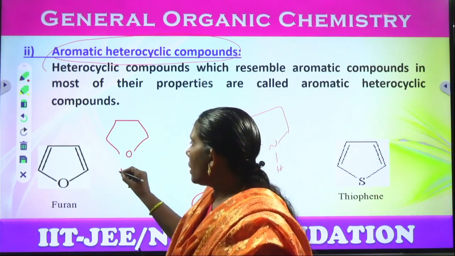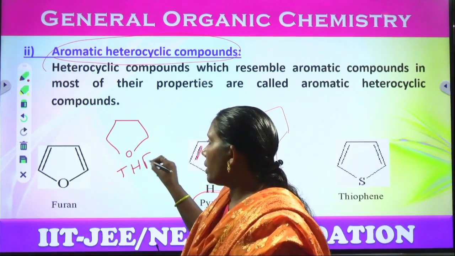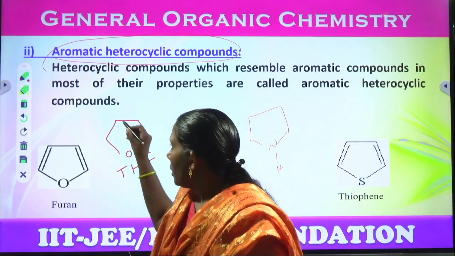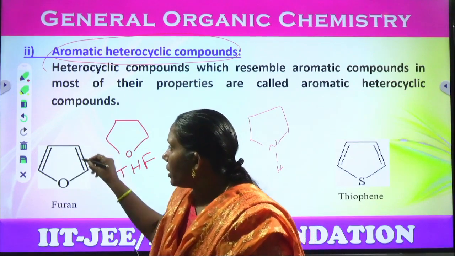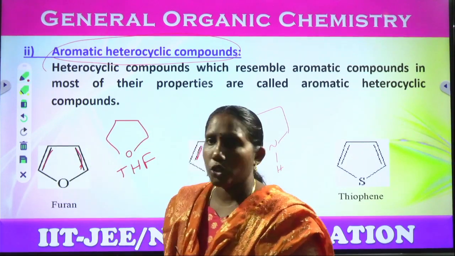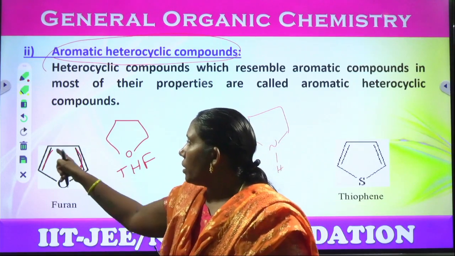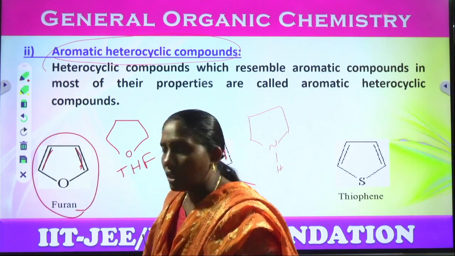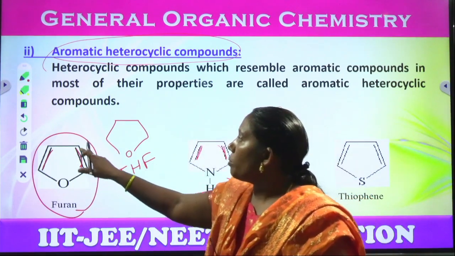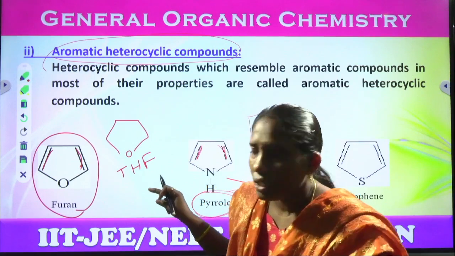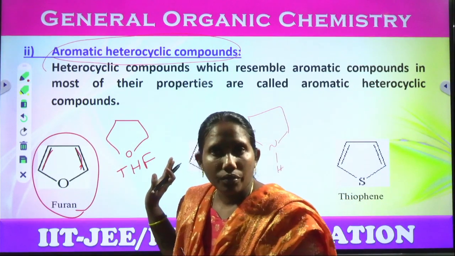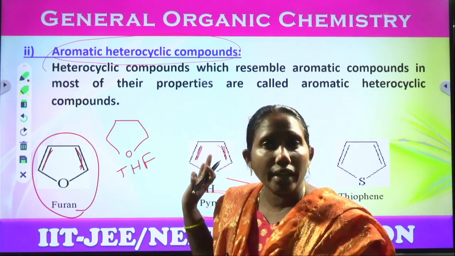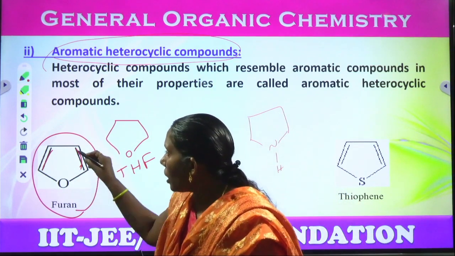Whereas in the previous structure we studied tetrahydrofuran, THF we can also say. There are no double bonds in it, but here double bonds are present, in alternate positions. So this is furan. What is the name of this compound? Furan. With no double bonds, tetrahydrofuran is an alicyclic heterocyclic compound.